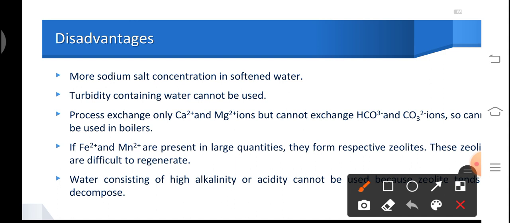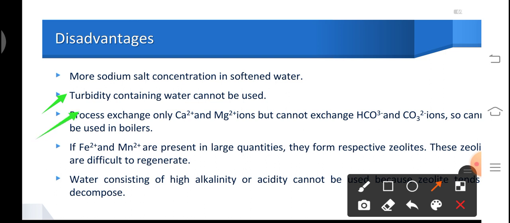Turbidity-containing water cannot be used. Why? This is because zeolite has a porous nature. If we use turbid water, what will happen? These turbid particles will block the cavities of the zeolite softener. So this will harm the filtering process.